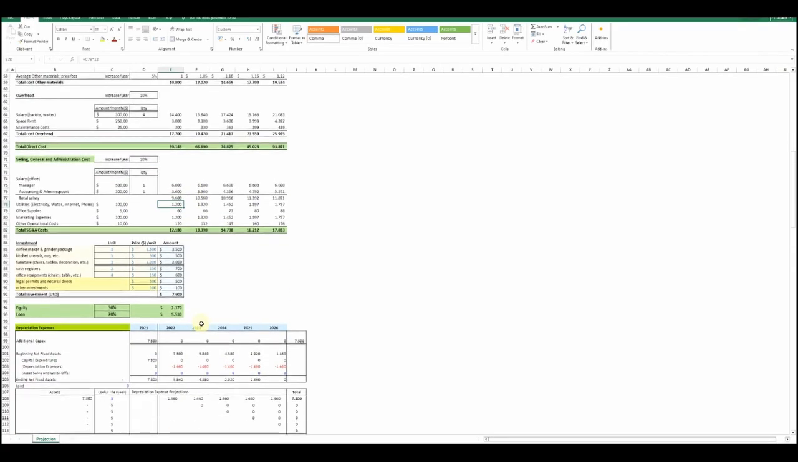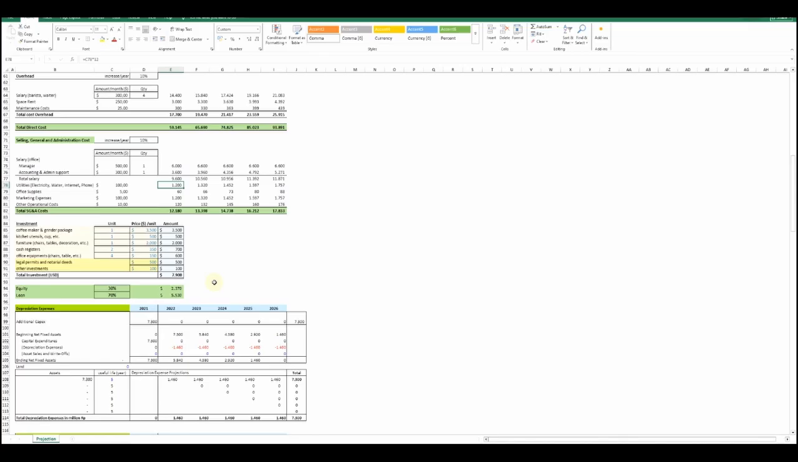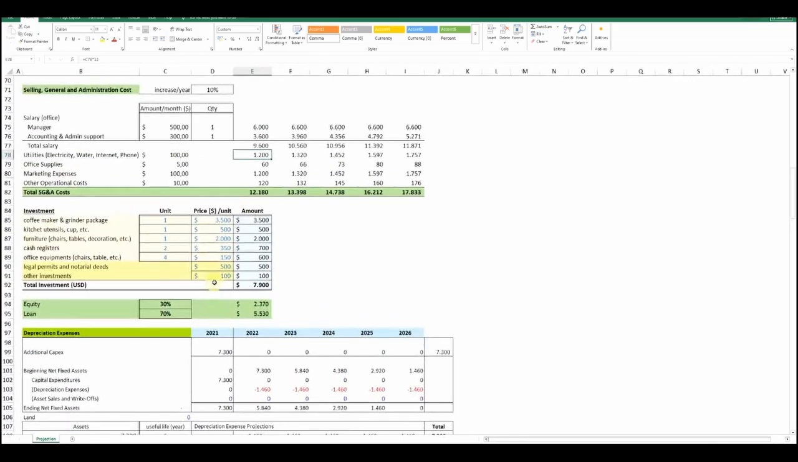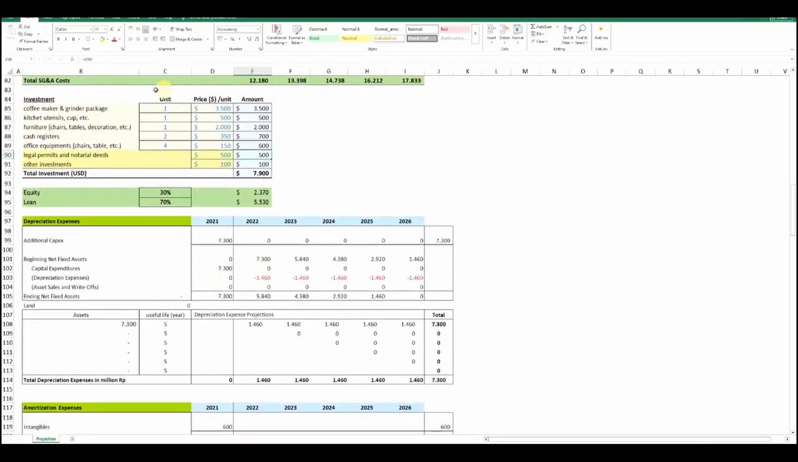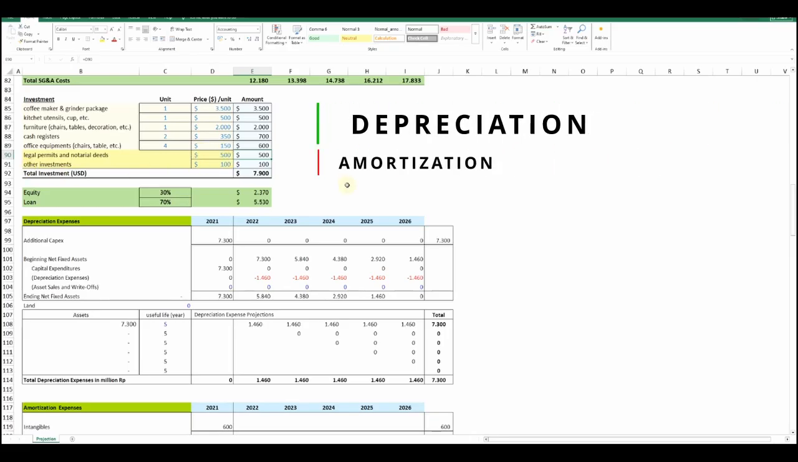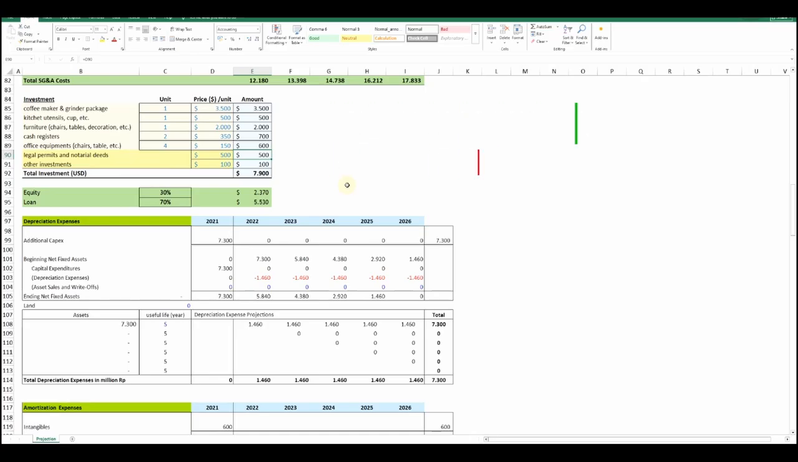Next, let's move on to the investment section. I've marked tangible and intangible assets with different colors. This helps us separate depreciation from amortization, because later the calculations and grouping will be different. One goes into the depreciation group and the other into the amortization group. In the balance sheet, they'll also be recorded under different categories. So, it's important for us to separate these two types of investment groups from the start.